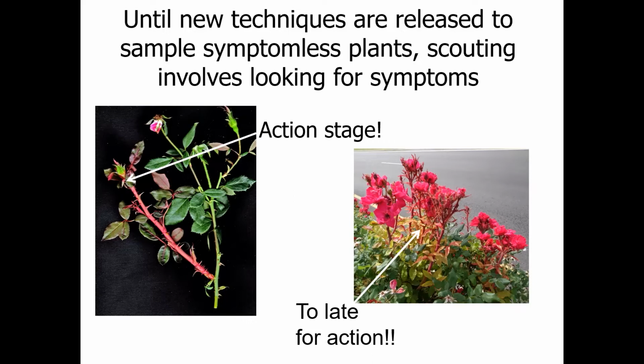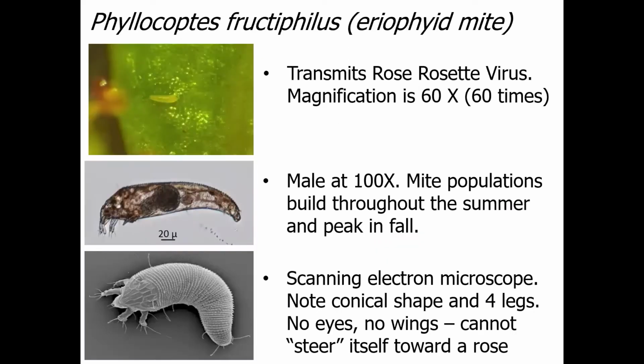They're said to be strap-like, like a razor strap, which is long and thin. The flower buds can be distorted as well. You want to catch it at that stage. You don't want to catch it at the rosette stage, which is in the picture on the right, because by then you've already got mites spreading to your other roses. So you have to be vigilant and look for those early symptoms.